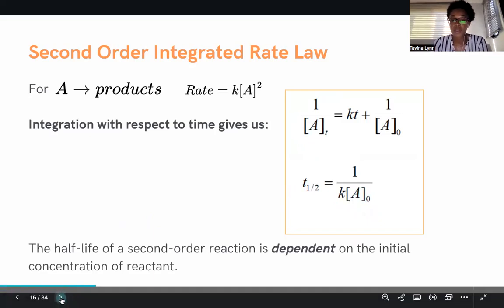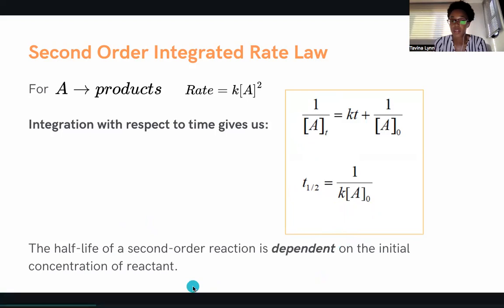So contrary to what we saw with first order reactions, with a second order reaction the half-life is dependent on the initial concentration of a reactant, which is shown here in the equation. It is dependent on the initial concentration.